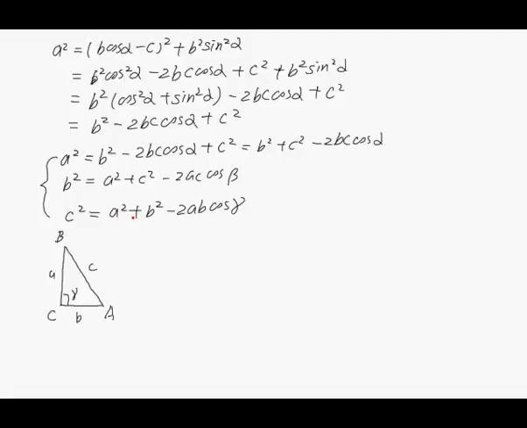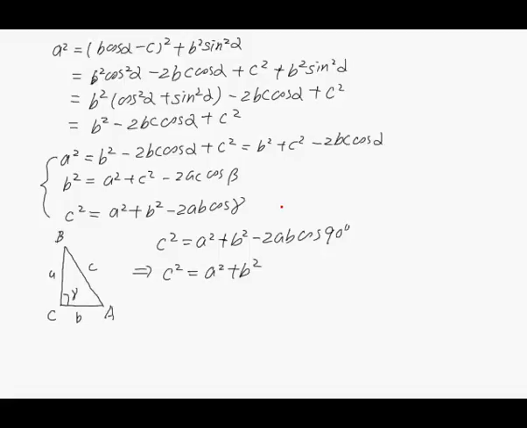Let's apply the third formula in this case. So from this third formula, we have c squared equal to a squared plus b squared minus 2ab times cosine 90 degrees. What is cosine 90 degrees? 0, right? So this part just becomes 0. And then you get c squared equal to a squared plus b squared. And this is just the Pythagorean theorem, right?